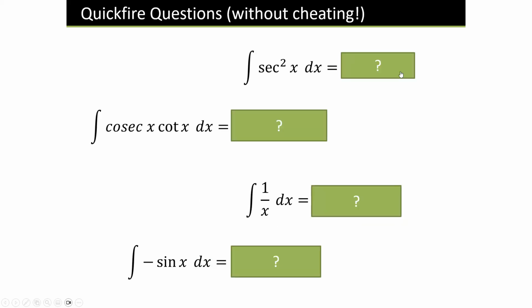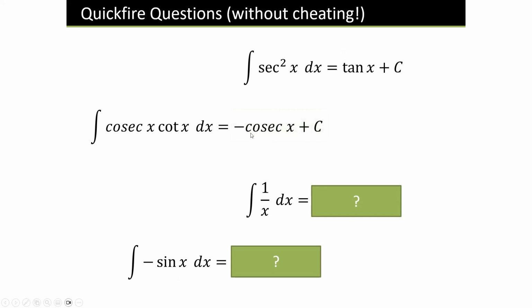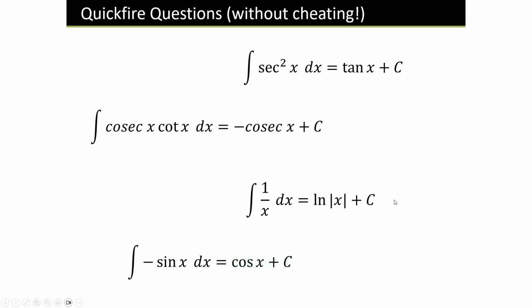Okay, sec squared. What was that one? Tan. Perfect. Cosec cot? You remember that one? Minus cosec. 1 over x goes to ln x. Minus sine x goes to just cos, because sine differentiates to cos, so minus sine integrates to cos.